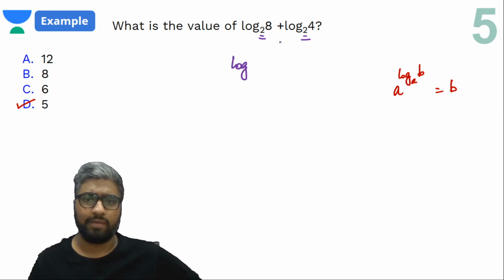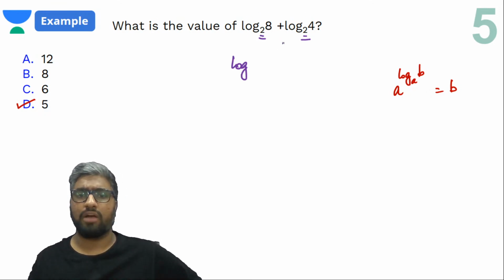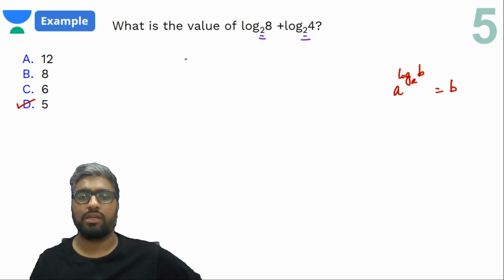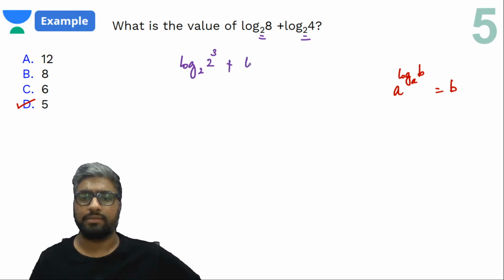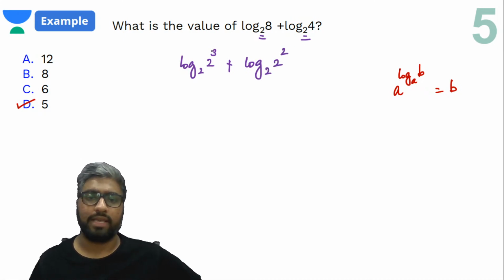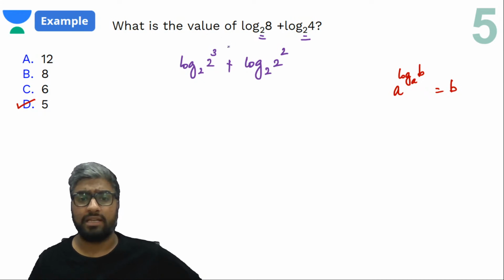You have to remove the log part. The best way to remove the log part and not end up with a 0. Do you see there's no 0 anywhere? You have to get log base to base. So what would you do here? You would convert 8 as something in terms of 2. So you can write 8 as 2 cube plus log, you have to write 4 in terms of 2, that is 2 square. So you convert the terms in terms of the base itself.